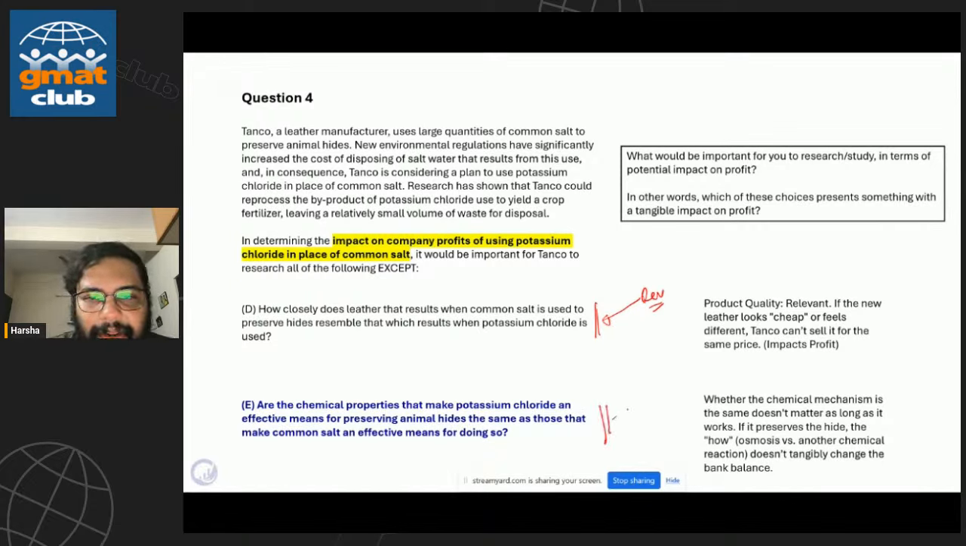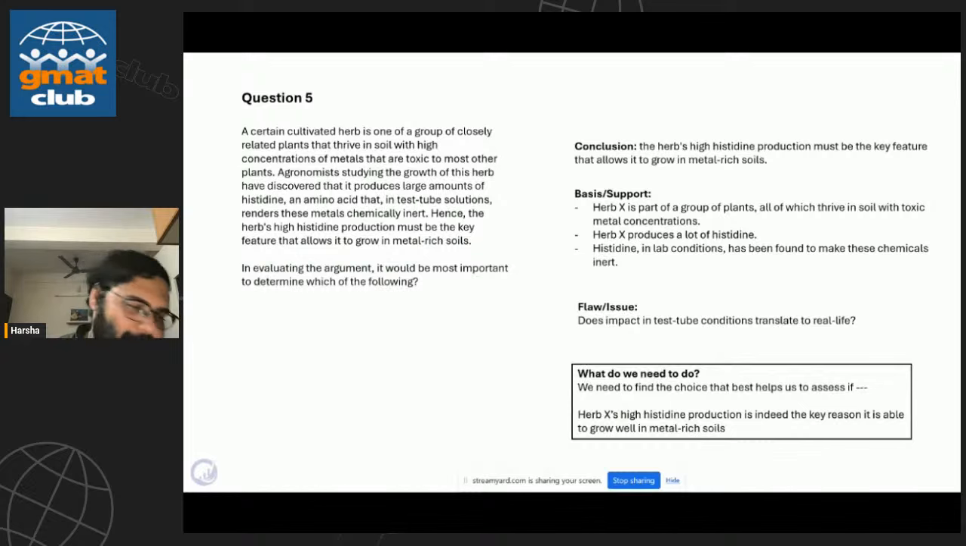Potassium chloride. And I was happy to see most of you, all of you, choose E. Whether the chemical mechanism or those properties which make potassium chloride effective are the same as with sodium chloride or not doesn't matter as long as it works, right? So there's no tangible impact on your actual revenue or cost, and therefore by extension profit. Cool. Let's look at the question where I do see some discussion, right?